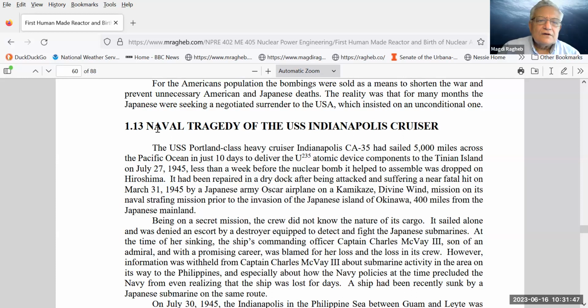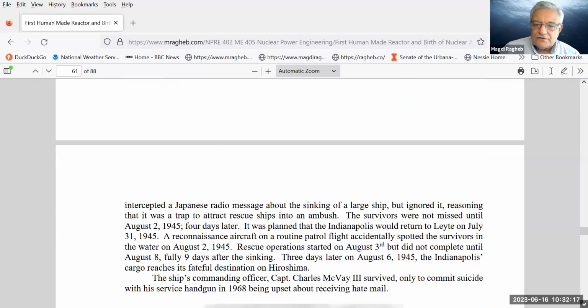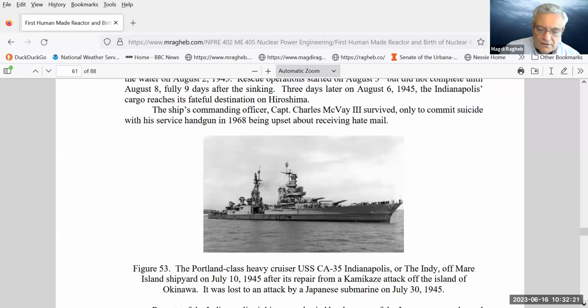The bombing of Hiroshima and Nagasaki were followed by another tragedy of the cruiser USS Indianapolis. It had sailed 5,000 miles carrying the components of the uranium-235 device, and people in the United States Navy didn't know its whereabouts. It was kept secret, and after delivering the parts and the weapon being put together and dropped on Japan, the cruiser started its travel back. As it was traveling back, with a crew of several thousand people, it was sunk by a Japanese submarine.